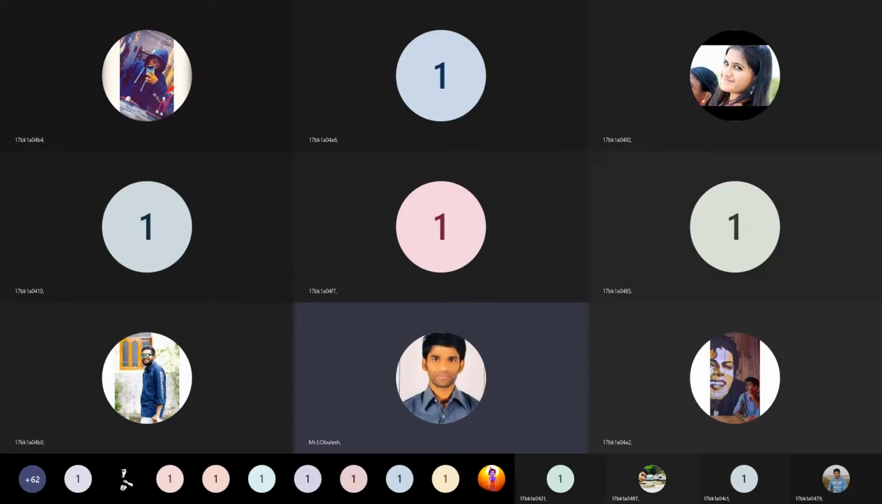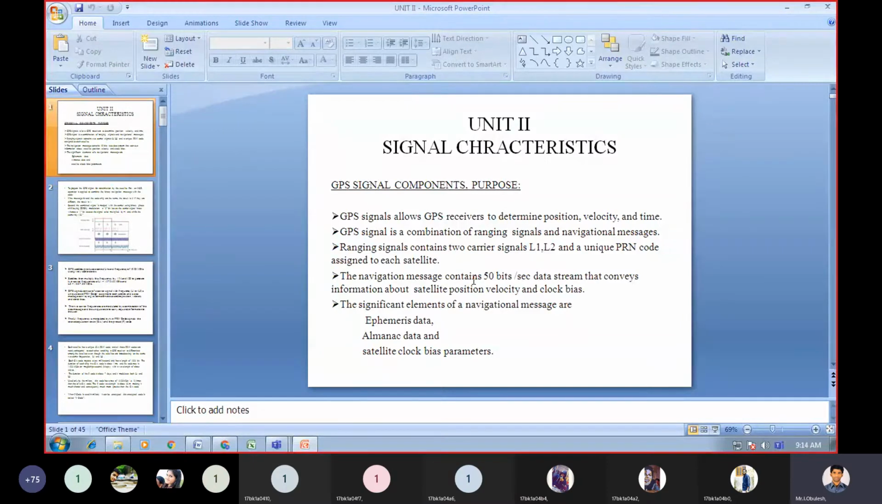Signal characteristics. From this second unit, we are going to remind you of the GPS signal components and their purpose, properties, and power level.